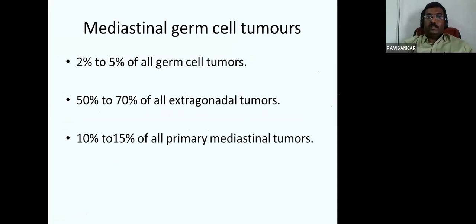See, mediastinal germ cell tumors are 2 to 5% of all the germ cell tumors. Most common is the testicular tumor. Then you can have retroperitoneum. Then you have mediastinum. Then very rarely you have it in the midline in the pineal gland also.